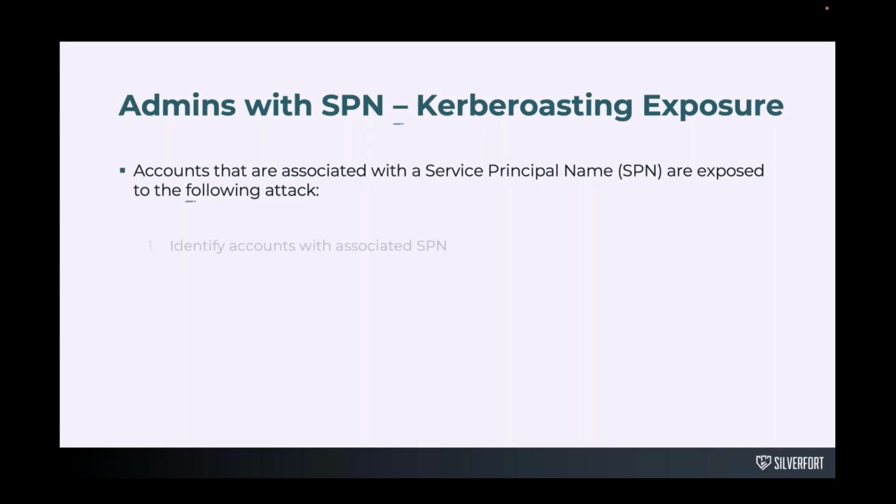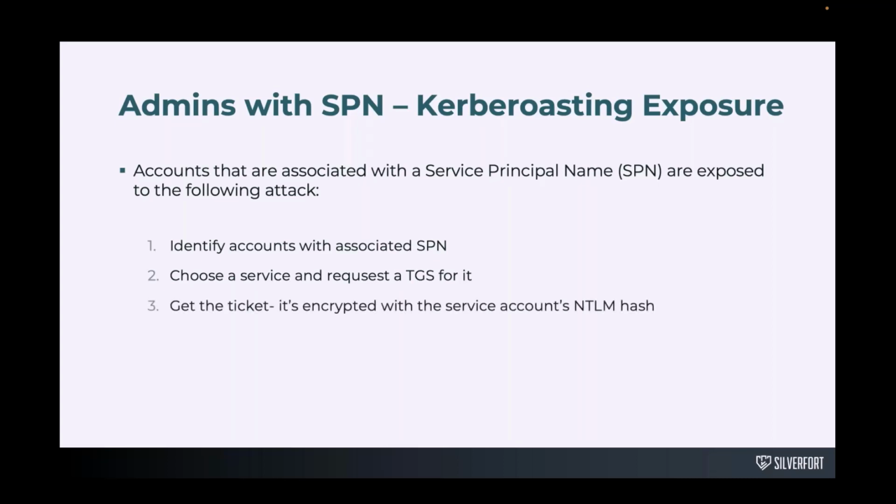Okay, and Kerberoasting, how does it work? I'm inside the network. I'm in the post-compromise phase. Now I identify accounts with an associated SPN. There are tons of free tools and scripts that enable me to do that. Once I do that, I choose one of them, and then I request a ticket granting service for this SPN. Of course, I won't get access, but I'll get the TGS.